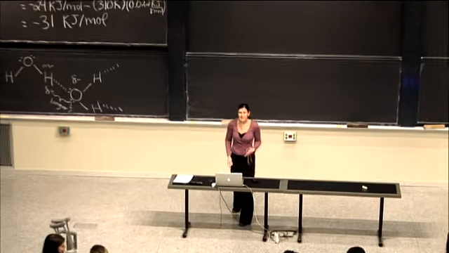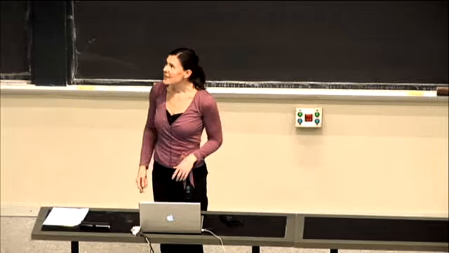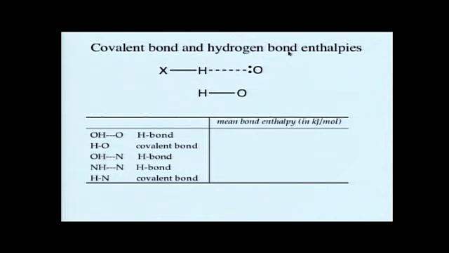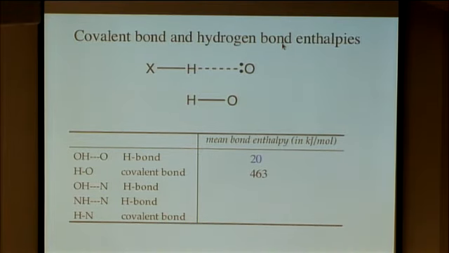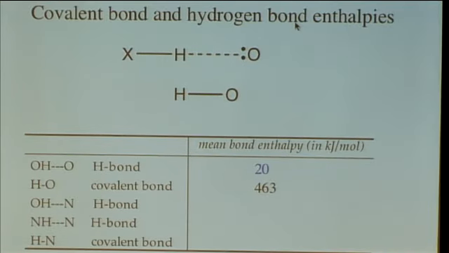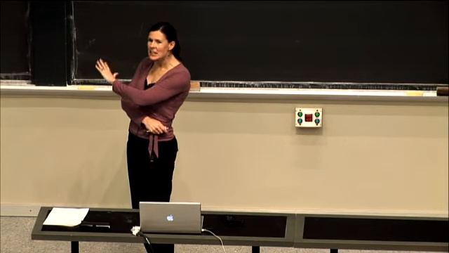All right, so let's talk a little bit about these hydrogen bonds in terms of their bond enthalpies here. I said that they were weaker than covalent bonds, so let's look at a few comparisons. We can look at an HO hydrogen bond versus an HO covalent bond. And what we find is that the bond enthalpies are 20 kilojoules per mole for a hydrogen bond versus 463 kilojoules per mole for a covalent bond. So we're not talking about just a little bit weaker, we're talking about much, much weaker for the hydrogen bonds here.